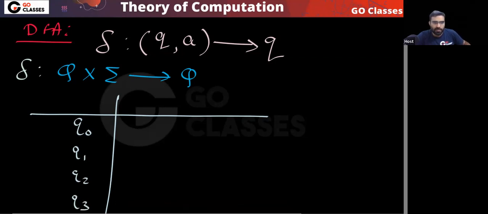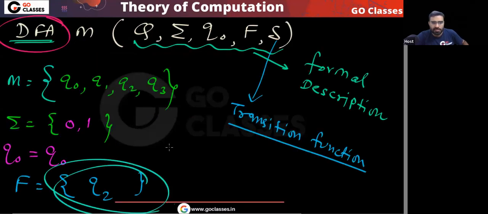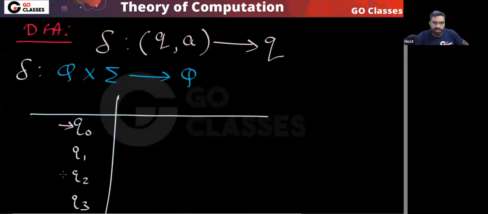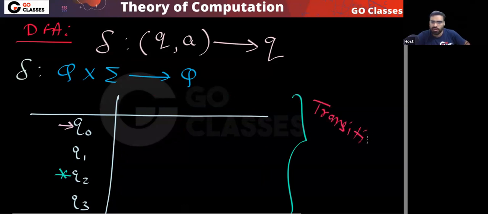And what are the alphabet symbols? Remember, this is your initial state. And what is the final state? This Q2 is the final state, so you can put a star. This matrix representation of the transition function is called a transition table.